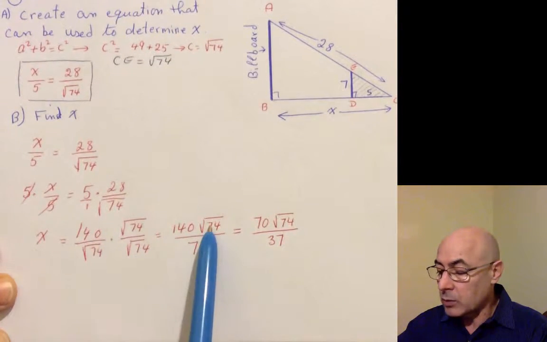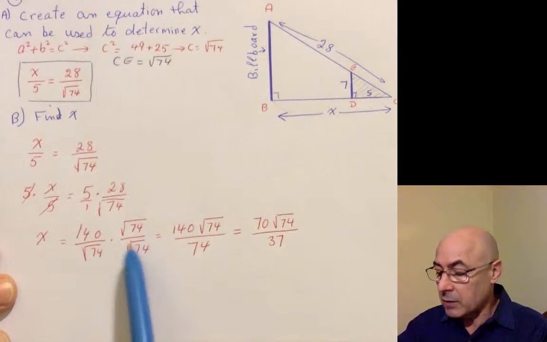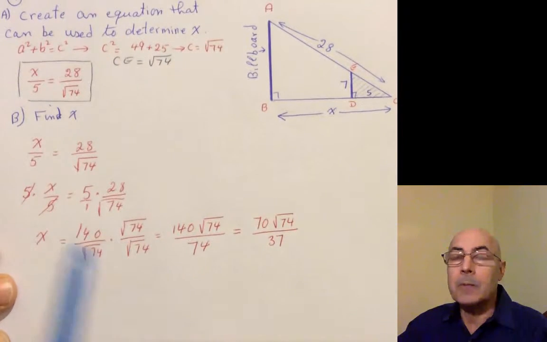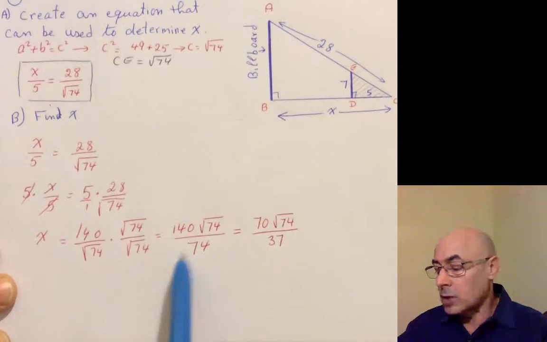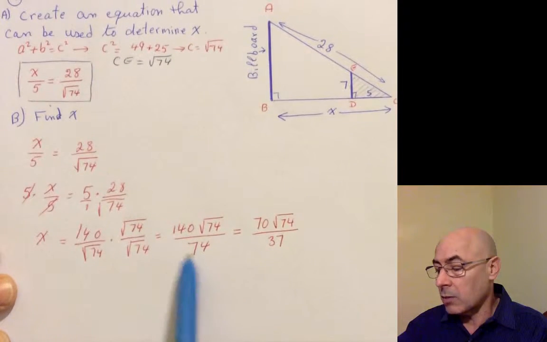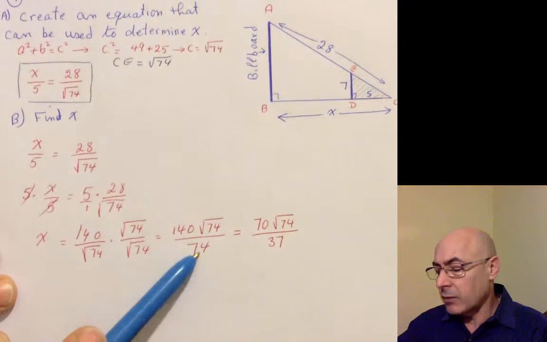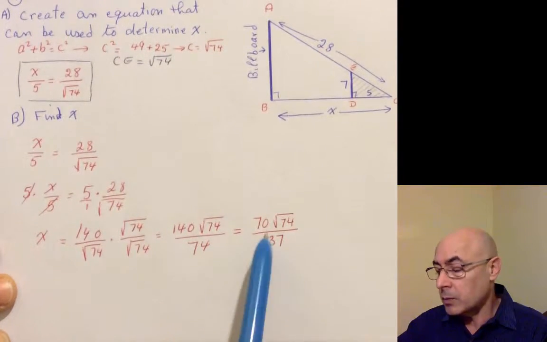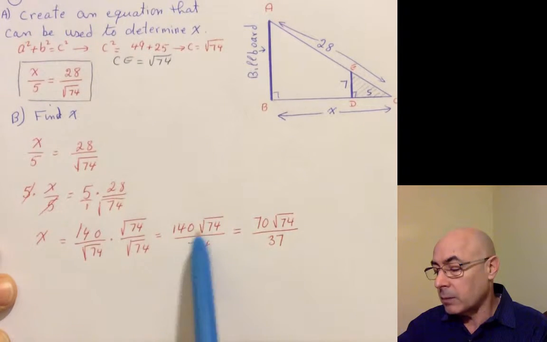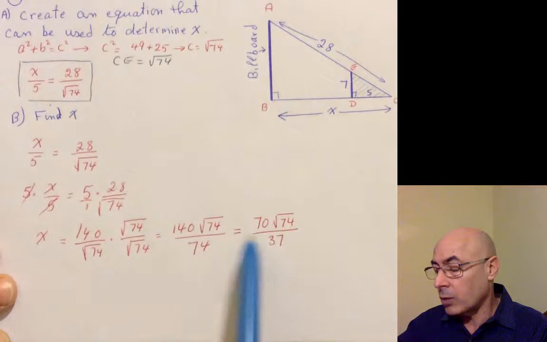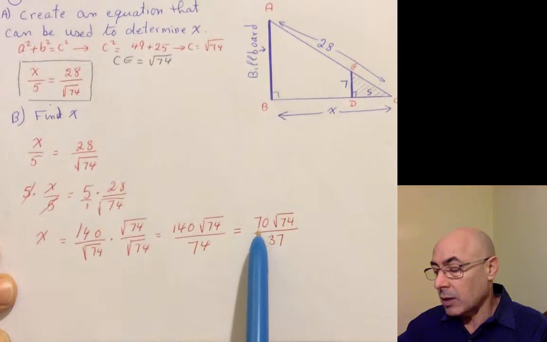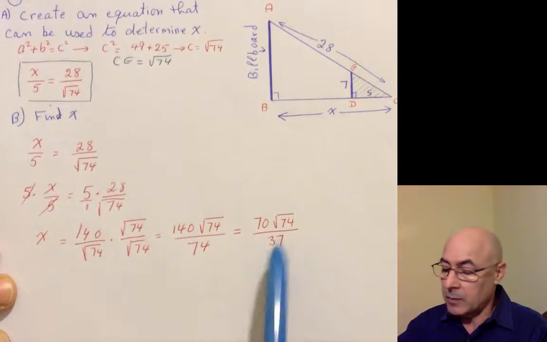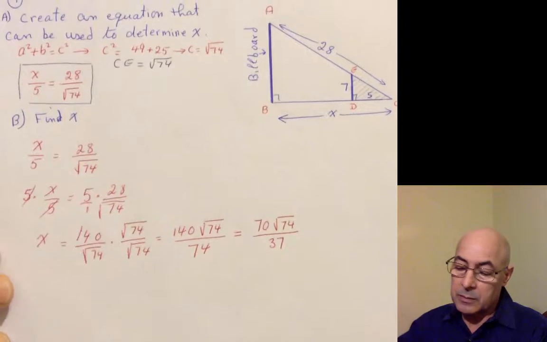So 140 times square root of 74 over square root of 74 times square root of 74. When you multiply a square root by itself, you just take away that square root notation and keep the regular number 74. But 74 and 140, both of them are even, so I can reduce by 2. I can divide by 2, divide by 2. When I divide 140 by 2, I get 70. When I divide 74 by 2, I get 37. So the final answer is 70 times square root of 74 over 37. That's the value of X for this problem.